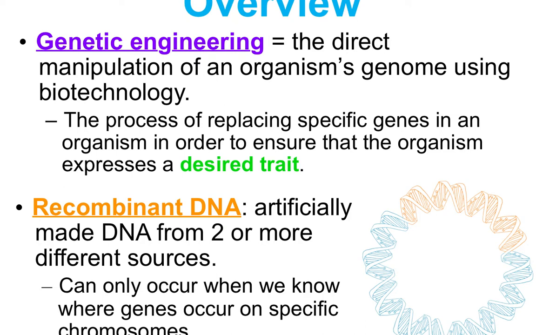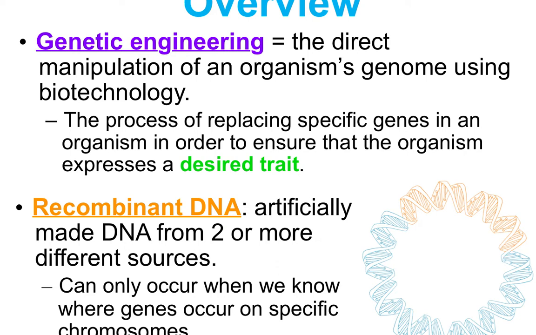When we're talking genetic engineering, the direct manipulation of an organism's genome, it's all of the genes contained within its living chromosome system, using biotechnology. Okay, so we're going to directly manipulate the organism's genome, its normal genetic makeup. And this process usually replaces a specific gene in an organism in order to ensure that the organism is expressing a desirable trait or a trait that we are trying to manufacture.